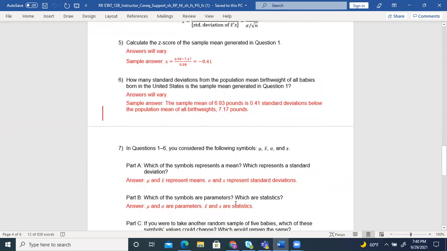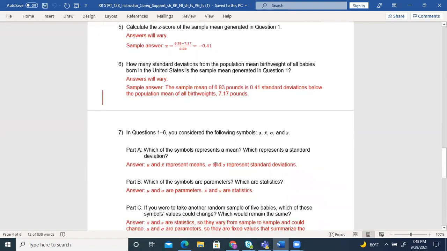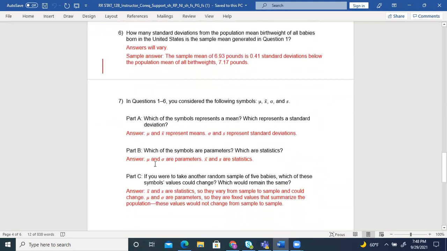In questions 1 to 6, you consider the following symbols: mu, x bar, sigma, and s. Which of the symbols represent a mean? Which represent the standard deviation? Definitely mu and x bar represent means. Sigma and s represent standard deviation. Part B, which of the symbols are parameters, and which are statistics? Mu and sigma are parameters because they describe the entire population, but x bar and s are statistics because they describe only samples.